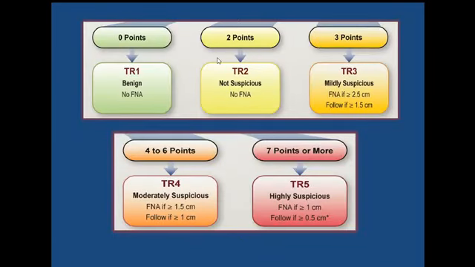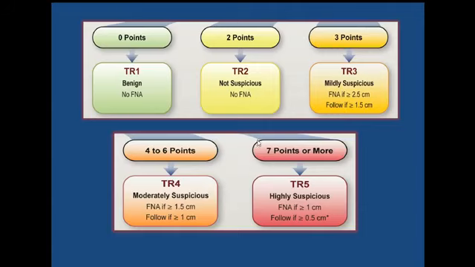So we have a 5 TIRAD level, and from TIRAD 3 to TIRAD 5, it will be mildly suspicious, moderately, and highly suspicious. So if the overall score is 3 points, it means the nodule corresponds to TIRAD 3, which is mildly suspicious. In this case, if the maximum diameter is bigger than or equal to 2.5, I'm going to do FNA. And I will follow if the diameter is equal to or bigger than 1.5 and less than 2.5. And if the size of the nodule is less than 1.5, no action I will do at all.